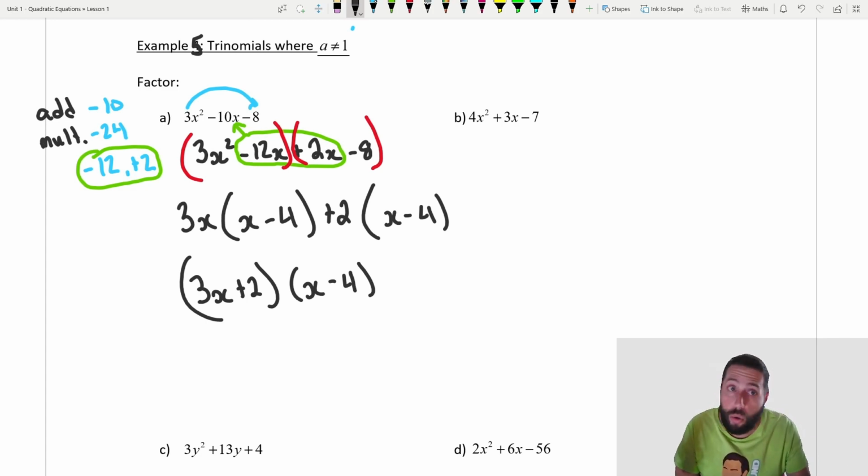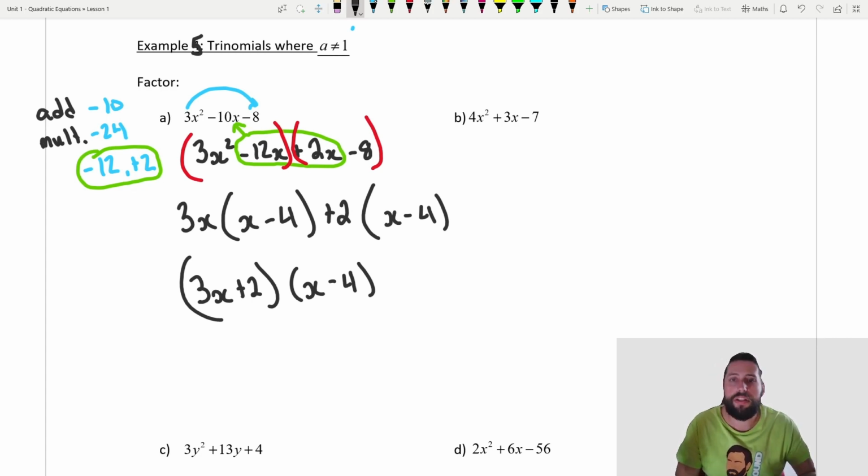Now, it does not matter which order you write these in. If you wrote x minus 4 first and then 3x plus 2 second, it still works out the same, okay? Because of your multiplying, they'll still multiply back to give you the 3x squared minus 10x minus 8.